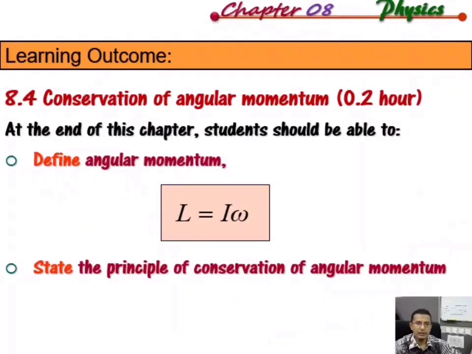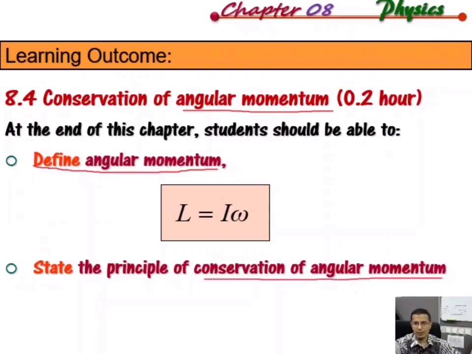Okay, the last subtopic is about conservation of angular momentum. In this subtopic, we're going to look at angular momentum. So what is the meaning of angular momentum? By the end of this lesson, you should be able to define, that is, remember what is meant by angular momentum, where the symbol is L equal to I alpha, and then state the principle of conservation of angular momentum. The application of this conservation of angular momentum you will discuss in the tutorial session.